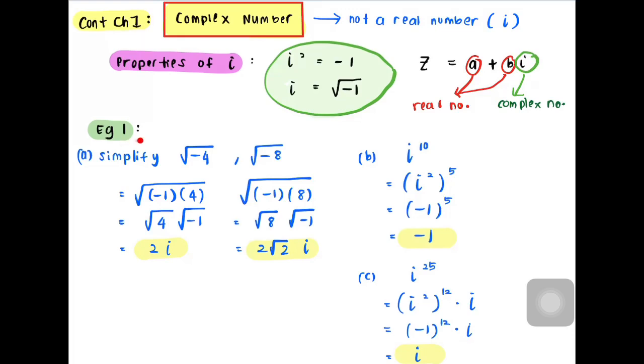So now let's see example 1. The question asks you to simplify the square root of minus 4 and also the square root of minus 8. In order to simplify this, let's use the property square root of a times b. You can just split them up to become square root of a multiplied by square root of b. So let's see here again, the square root of minus 4. This is just the square root of minus 1 times 4. So split them up. This is the square root of 4 multiplied by the square root of minus 1.